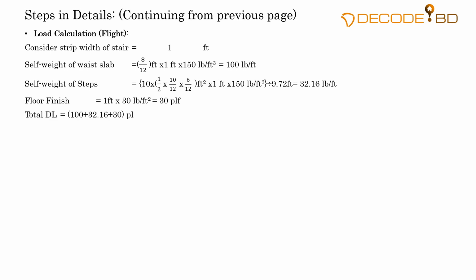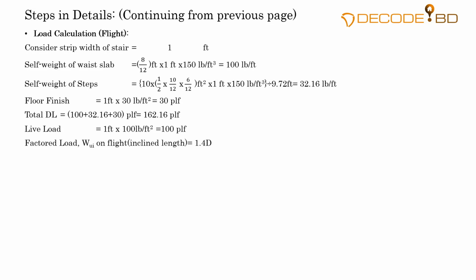Total dead load: 100 plus 30.16 plus 30, equal to 162.16 PLF. Live load coming 1 feet into 100 PSF, equal to 100 PLF. Factored load Wu on flight, that means inclined length, equal to 1.4 DL plus 1.6 LL, equal to 1.4 into dead load value and 1.6 into live load value, equal to 387.02 PLF.